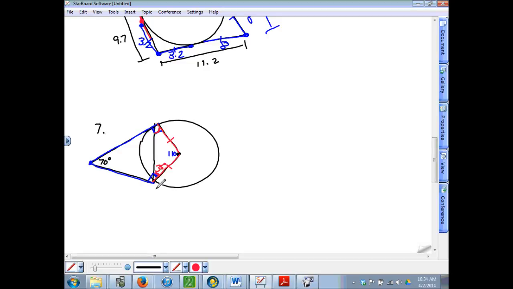Number 8 is pretty similar. Now, number 9 and 10, you guys, I'm going to have you guys do this at home. Numbers 9 and 10 are super easy.